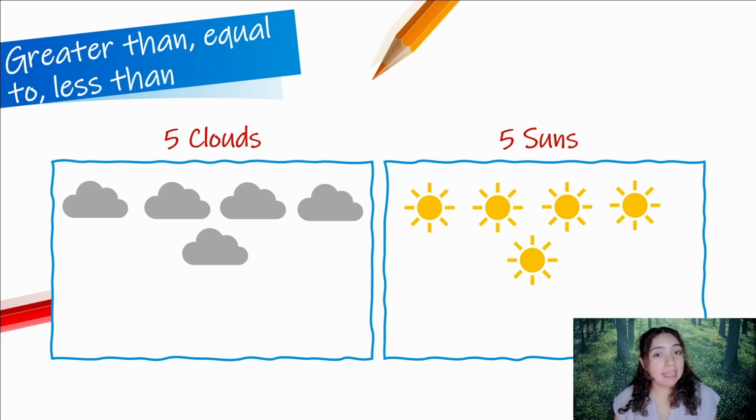Are these groups equal to each other? Do they have the same amount of things? Yes, these groups are equal to each other. They have the same amount of things. So this means 5 is equal to 5.